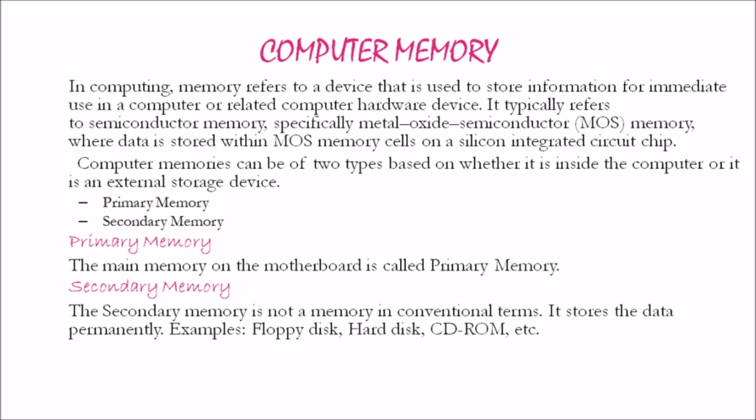Computer memories can be of two types based on whether it is inside the computer or it is an external storage device. Primary memory. The main memory on the motherboard is called the primary memory. Secondary memory. Secondary memory is not a memory in conventional terms. It stores the data permanently. The examples are floppy disk, hard disk, CD-ROM, etc.